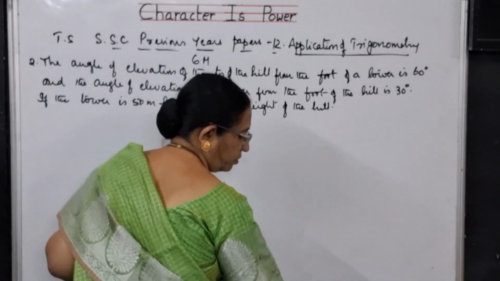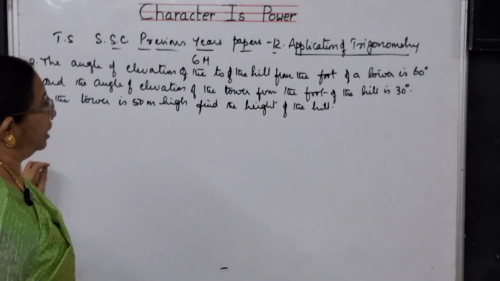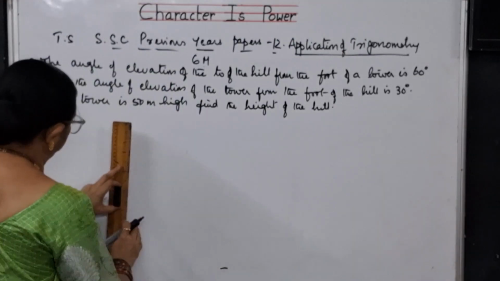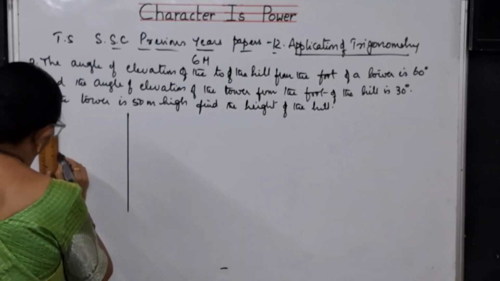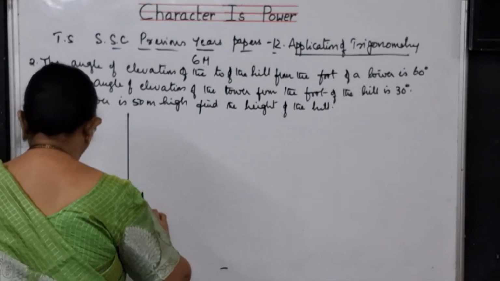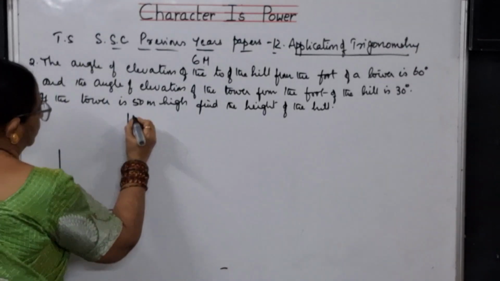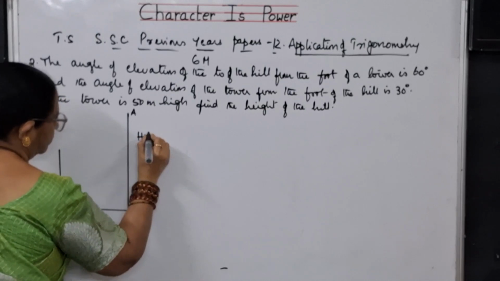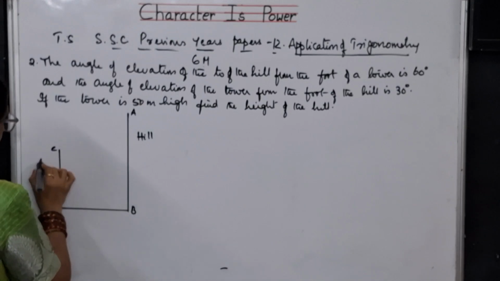What does the question say? The question says that the angle of elevation of a hill from the foot of a tower. So you have two observations. One is a hill and another one is a tower. Naturally, the size of the hill will be more. So let me consider AB is hill and CD is tower.